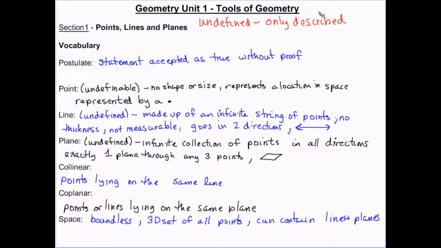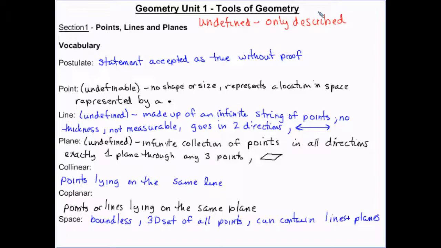So when we look at point, which is our first undefined term, a point has no shape or size. It's infinitely small. But it represents a location in space, and we represent it by drawing a dot. But technically, our tiny little dot, the period that you put on your paper at the end of a sentence, has an infinite number of points in it because they're just that itty bitty.